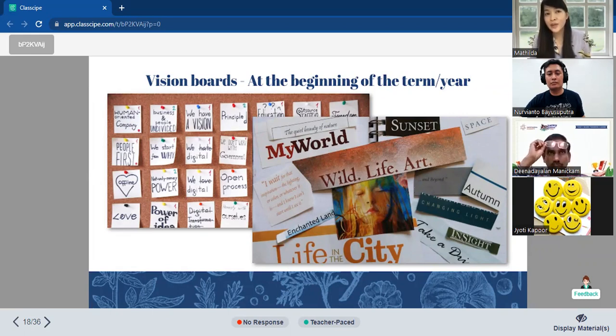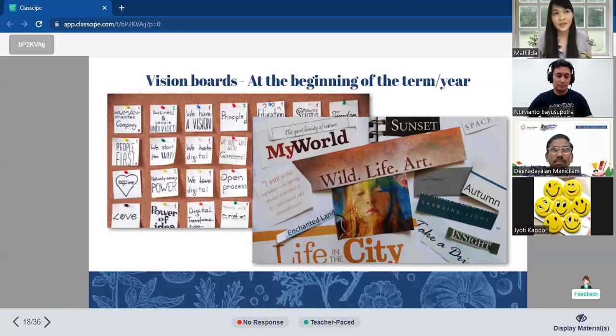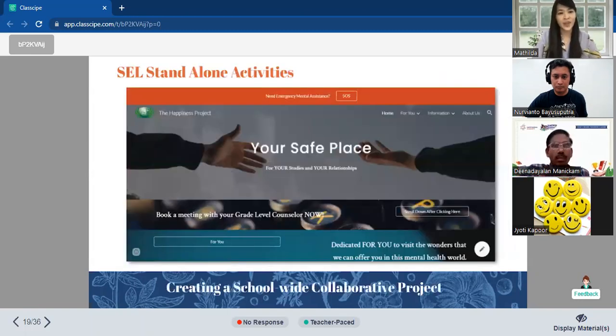Yeah, and I know that some schools have a life skills subject. Usually it will be taught during that lesson, like the vision board, because this will teach them self-management skills and also responsible decision-making as well. Okay, for the next one, it's another example.